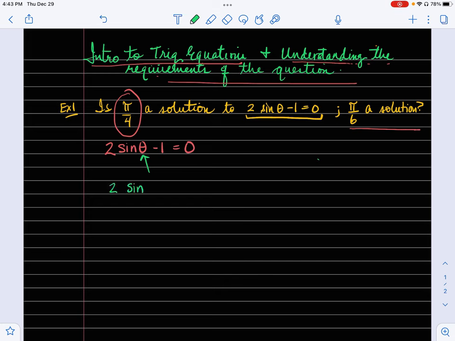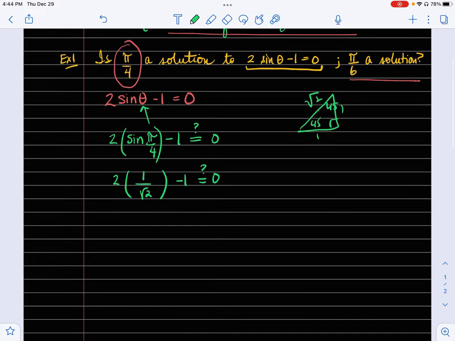2 times sine of pi over 4 minus 1. Does that equal 0? That's the question. Let's keep solving it. What's the value of sine pi over 4? Pi over 4 is basically 45 degrees. A 45, 45, 90 triangle has sides 1, 1, root 2. Sine is opposite over hypotenuse, so 1 over root 2. And then minus 1, does that equal 0? That's still the question. I'm going to go ahead and combine this: 2 over root 2 minus 1.